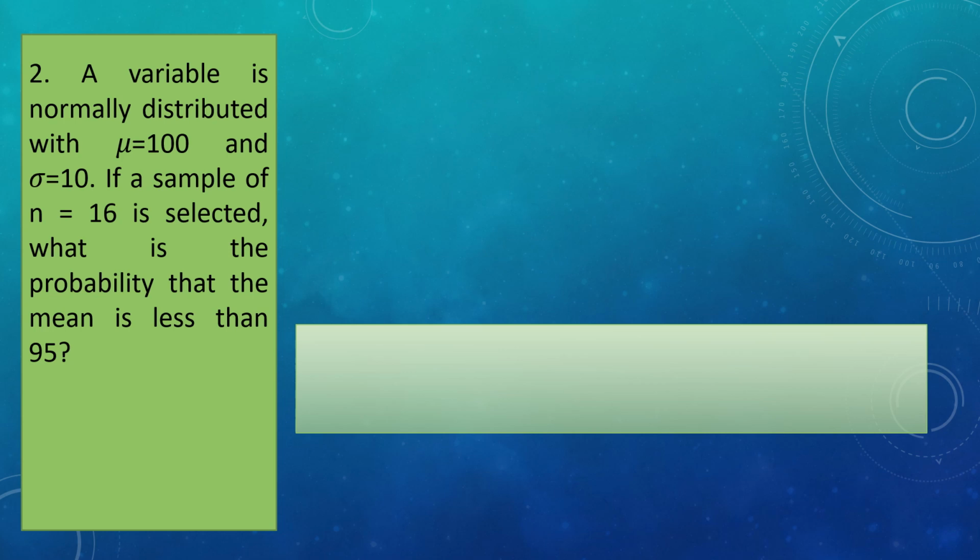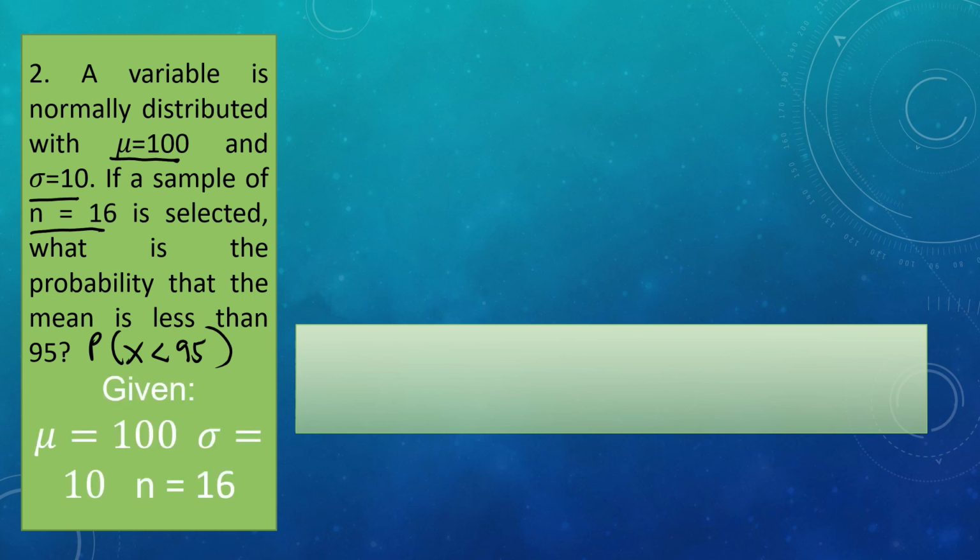If a sample of n equals 16 is selected, what is the probability that the mean is less than 95? So let's now identify the givens. The givens are mu equals 100, sigma equals 10, n equals 16, and we're looking for P of x bar less than 95. As you can see, capital letter N, or the population, is not given in the problem.